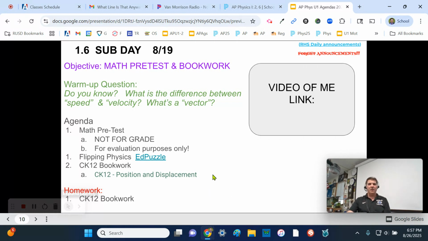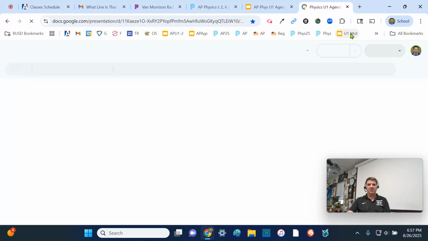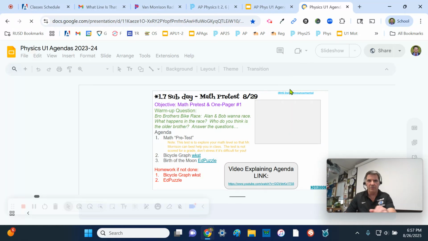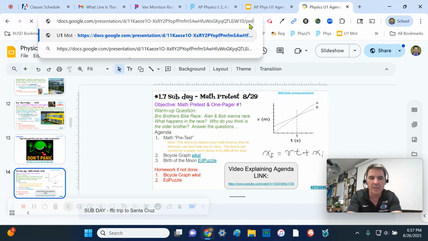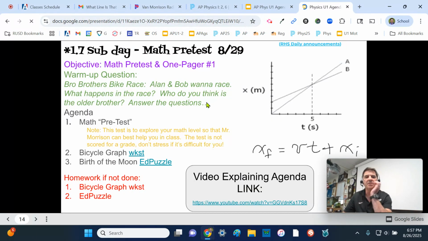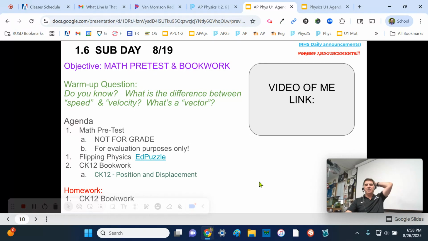First of all, what is the math pretest about? This is really just for evaluation purposes. I wonder if it's better to show you what I told the regular physics students, because I think they were freaking out about it. It says this test is to explore your math level, so I can best help you in class. The test is not scored for a grade, so don't stress if it's difficult for you. It's for evaluation purposes only.